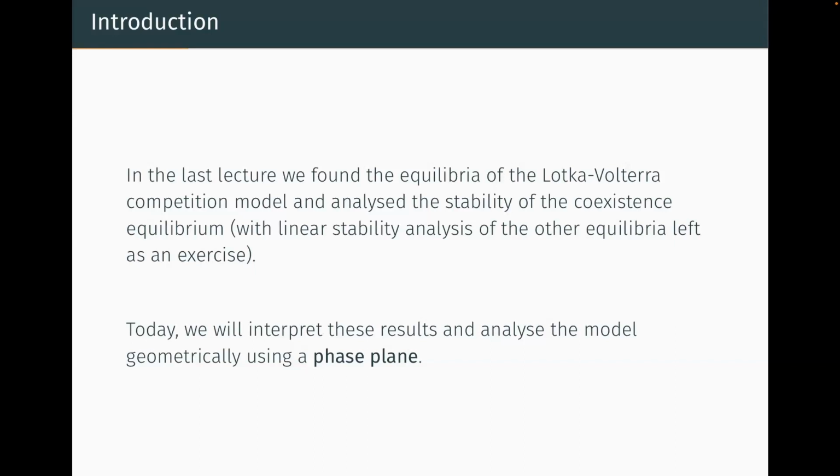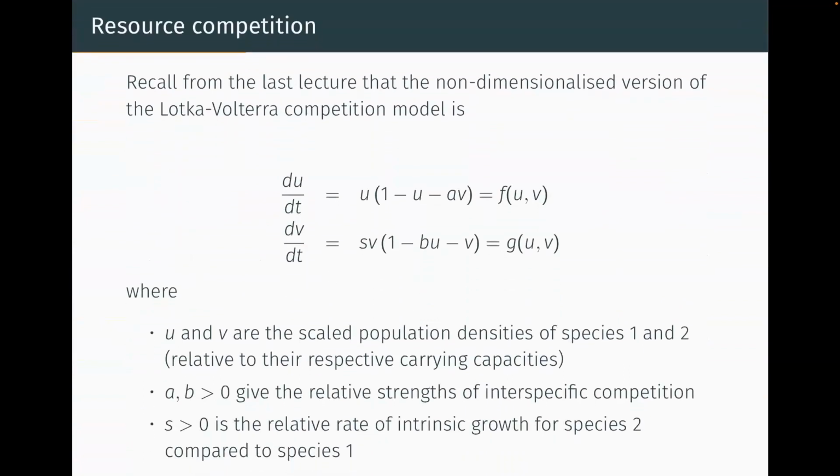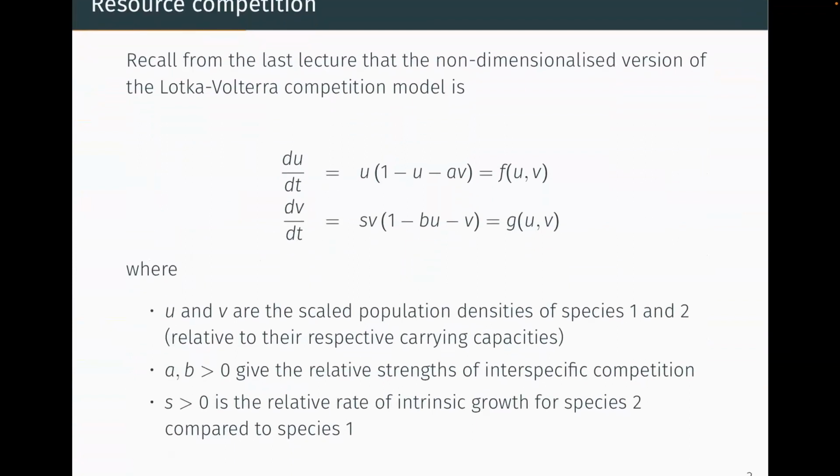Okay, so we're going to be constructing phase planes, which are analogous to the phase line diagrams that we had in one dimension. Just to start with, let's recap what the non-dimensionalized resource competition model was. Before we had this set up with N's, so we had our population size for species 1 and species 2. This is non-dimensionalized now so that our U and our V correspond to species 1 and species 2, but they're normalized according to their carrying capacities.